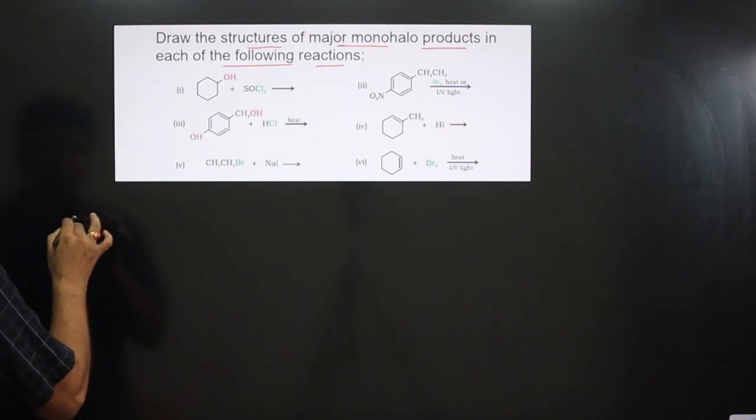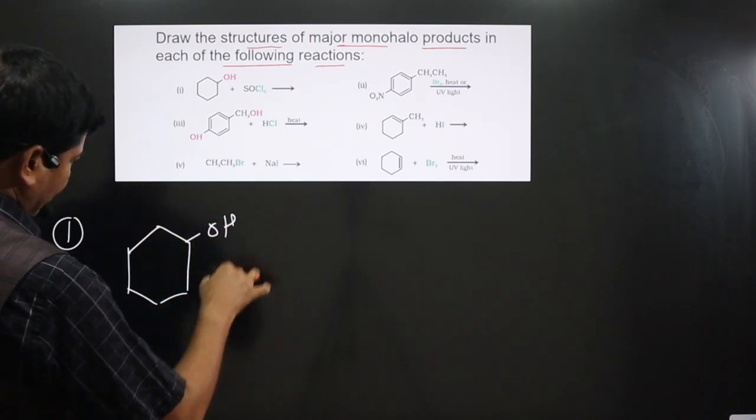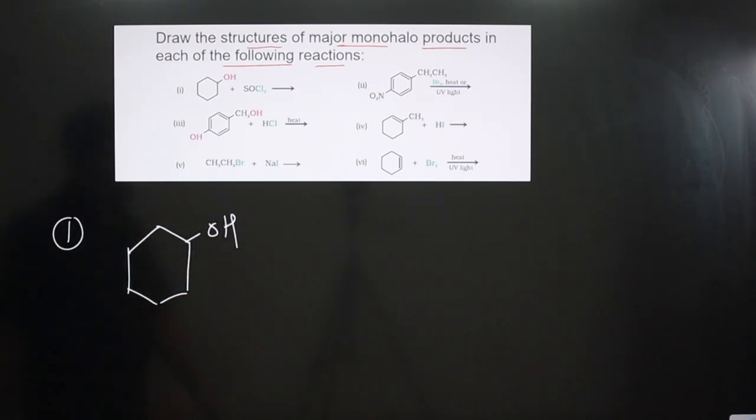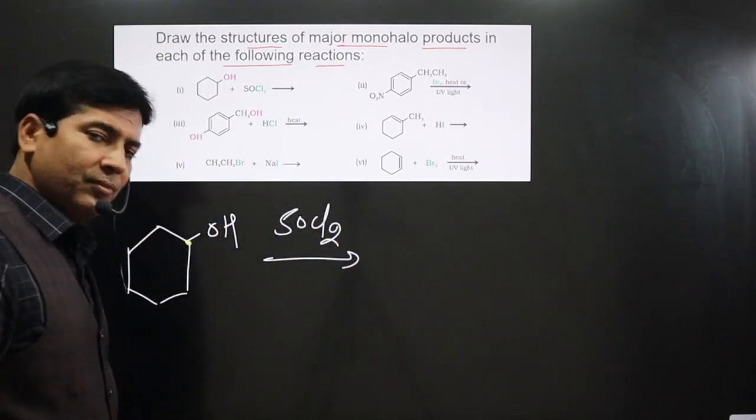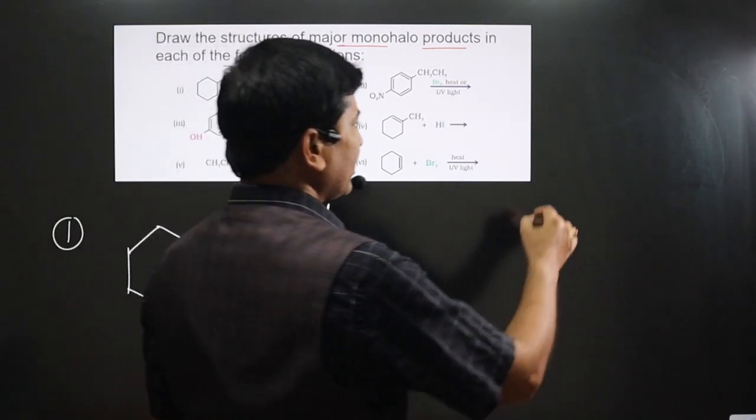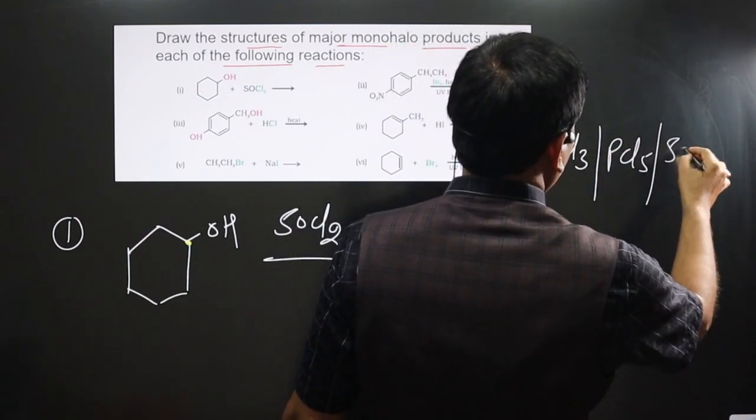We have the first reaction. You can see a cyclic ring, and here we have OH attached. This is a secondary alcohol because OH is attached to a secondary carbon, a second degree carbon, and it is reacting with the halogenating agent SOCl2. We have other halogenating agents such as PCl3, PCl5 and SOCl2.